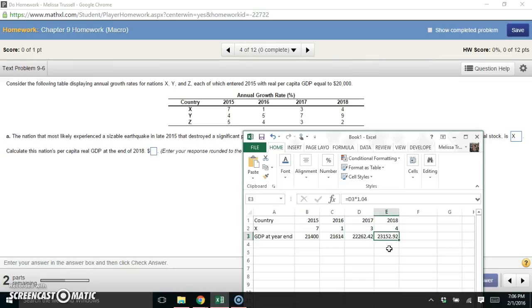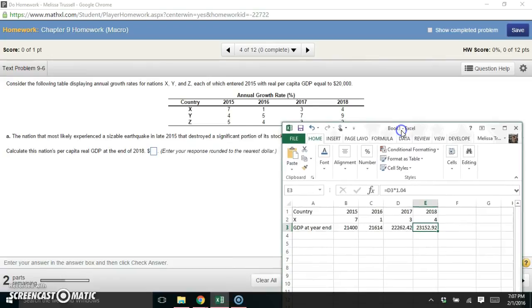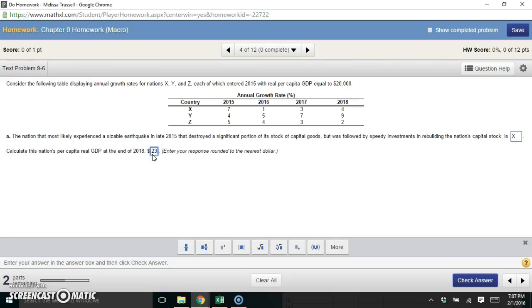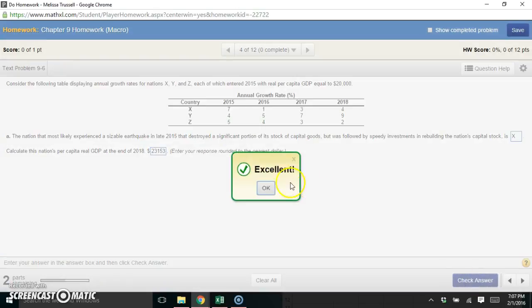Finally, 2018, we started where we left off in 2017, and we grew by 4%, and we're left at the end of 2018 with a real per capita GDP of 23,152.92, and we're told we want to round to the nearest dollar. So this 0.92 will round this up, right? So our answer is 23,153. Check that. We're good.